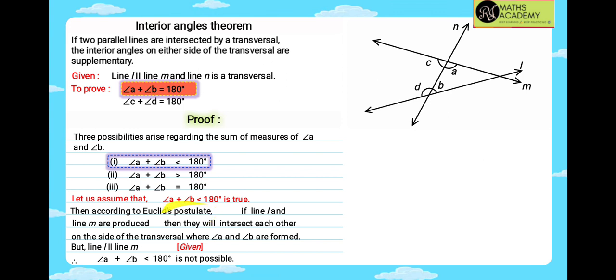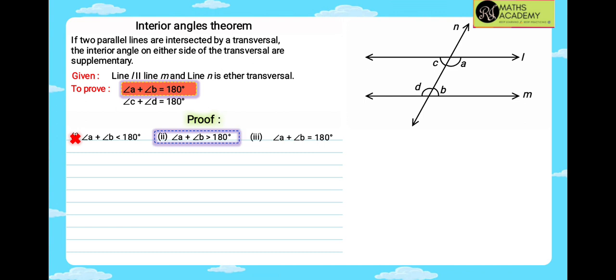Again, I'll repeat this postulate: if these two parallel lines are extended, they should not meet on the side where the angles are less than 180 degrees. Now we'll see the next proof, where angle A plus angle B is greater than 180 degrees. The sum of these two angles will be greater than 180 degrees. Let's understand.